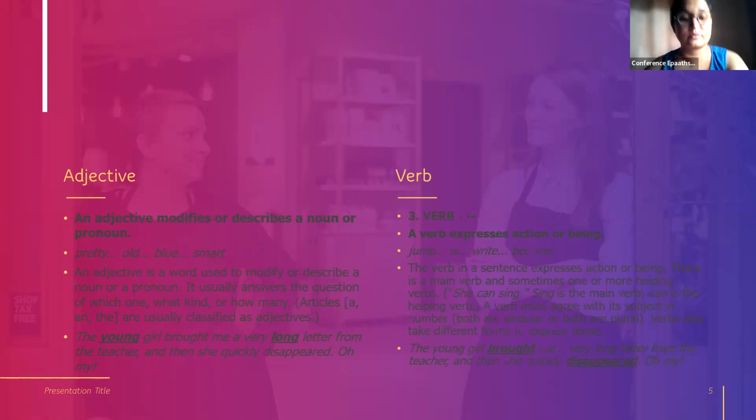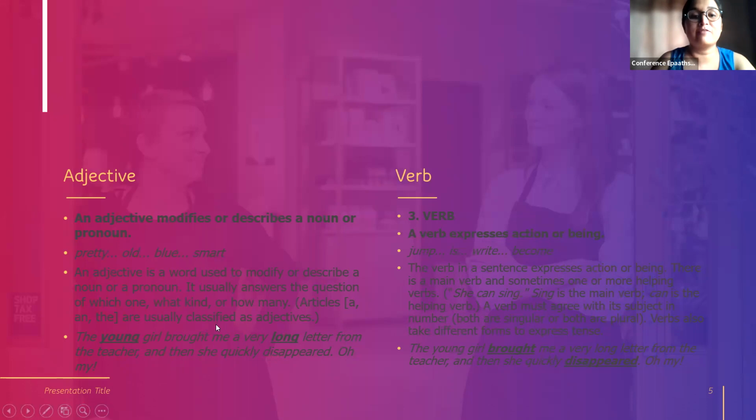Now, suppose in this sentence, a young girl brought me a very long letter. So letter is the noun here, and how is the letter? It is very long. So you can use any other adjective here also. You can suggest the young girl brought me a very old letter, or anything else. It's not coming to my mind right now. So adjective always modifies or describes the noun, not pronoun.